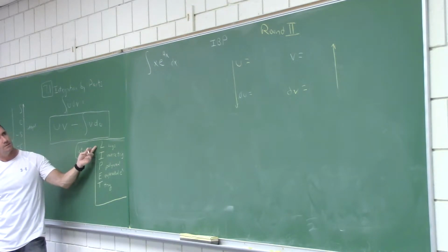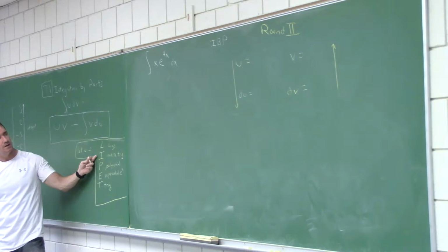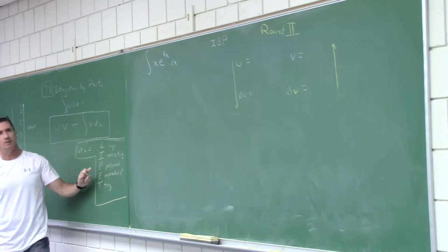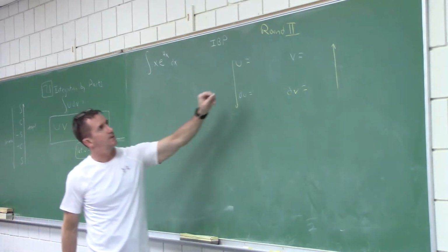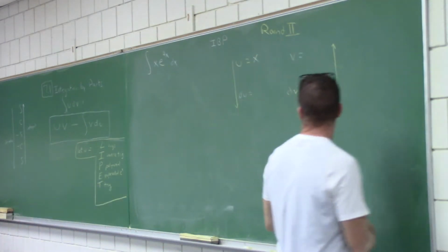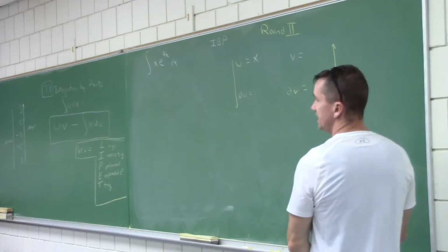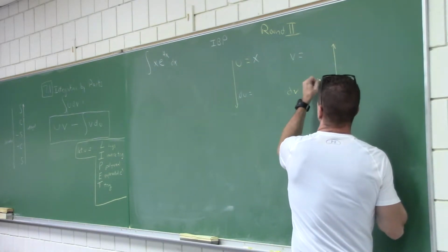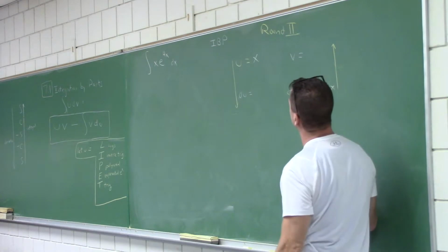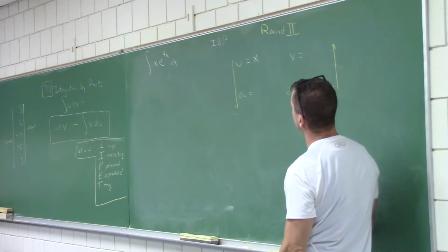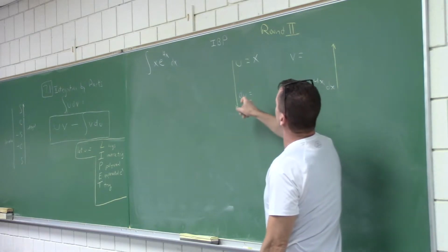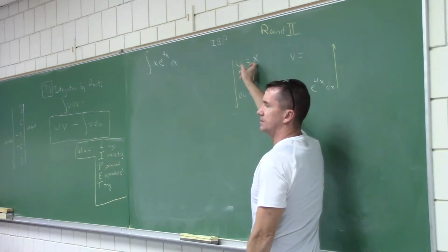Are there any logs? No inverse trig. There is a polynomial. Just let u equal the x. So the dv is the remainder, e to the 4x dx. What's du, Drew? 1dx.